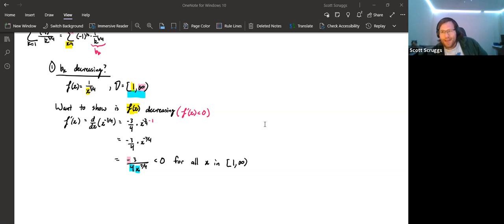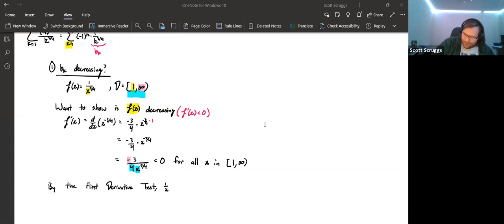So that means f of x is decreasing. And because f of x is married to b_k, that means b_k is also decreasing. So let's summarize that below: by the first derivative test, 1 over x^(3/4), which is the function we have, is decreasing.